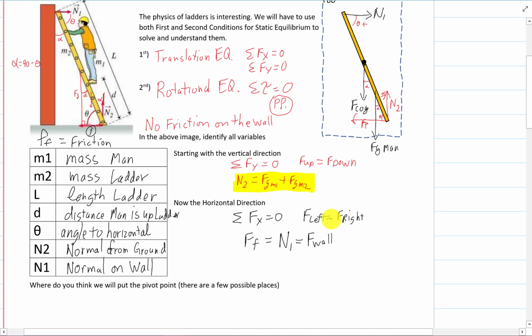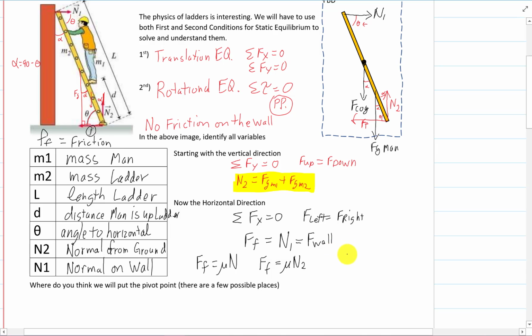Okay, and just in case you don't remember the formula, force of friction is equal to mu times the normal force pushing those two surfaces together. And in this case, it's the wall, so the force, no, it's not. There's no friction on the wall. It's down here. So the force of friction is going to be equal to mu times the normal force N2.